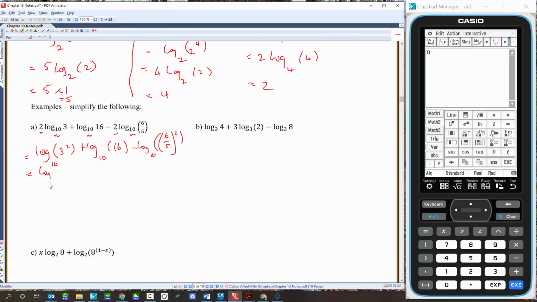All right, let's evaluate those indices. Now which one do we do, the subtraction or the addition? Well, you follow the order of ops. The order of ops says addition or subtraction, whichever one comes first. We're going to manipulate this one here. So we've got same base logs being added. The rule will say that you multiply. 9 times 16 is 144.